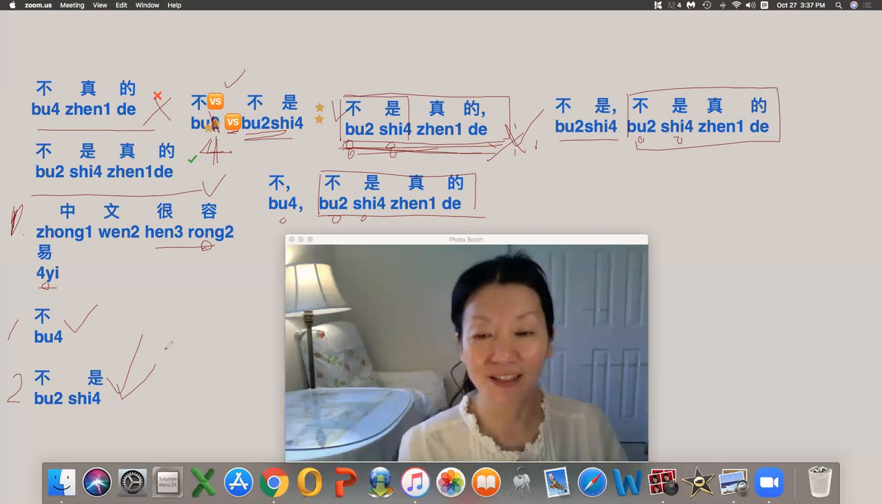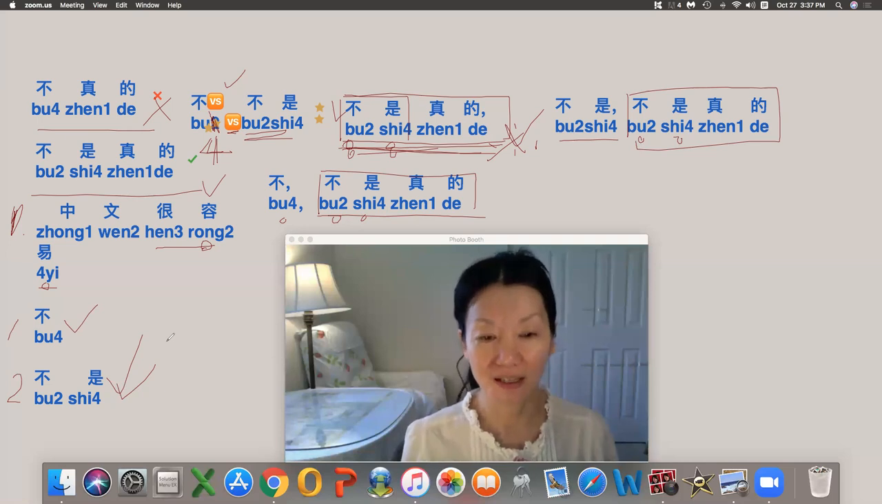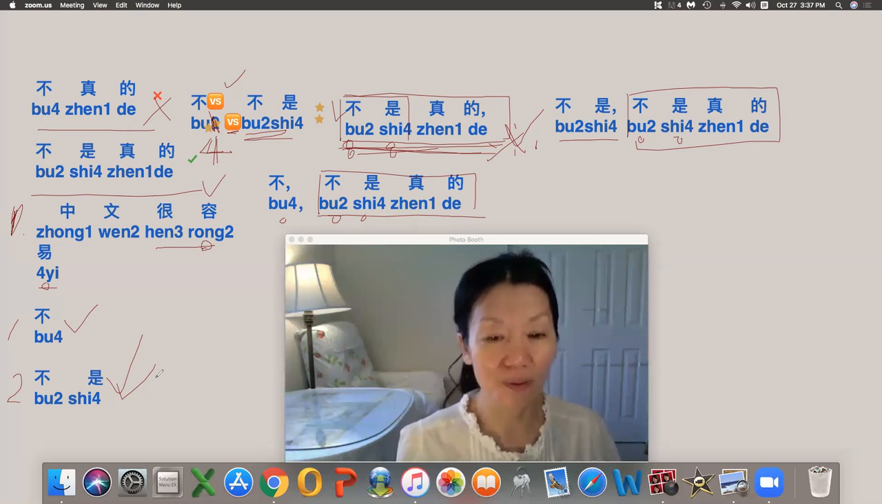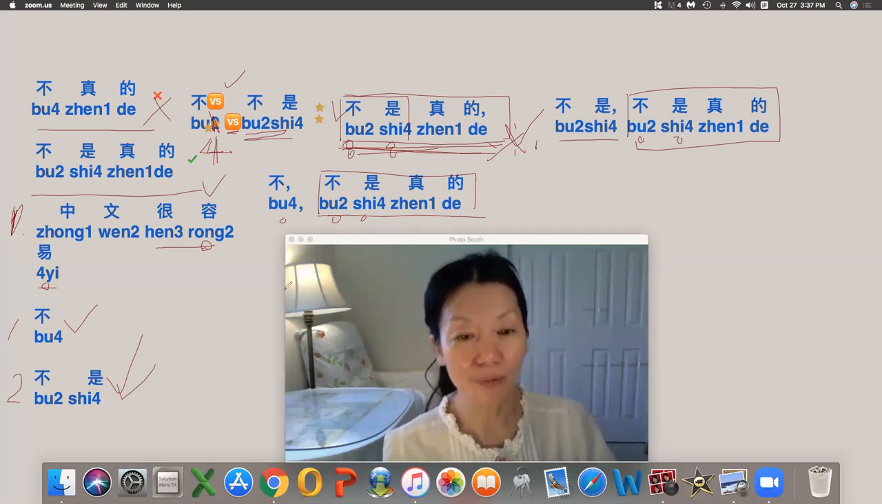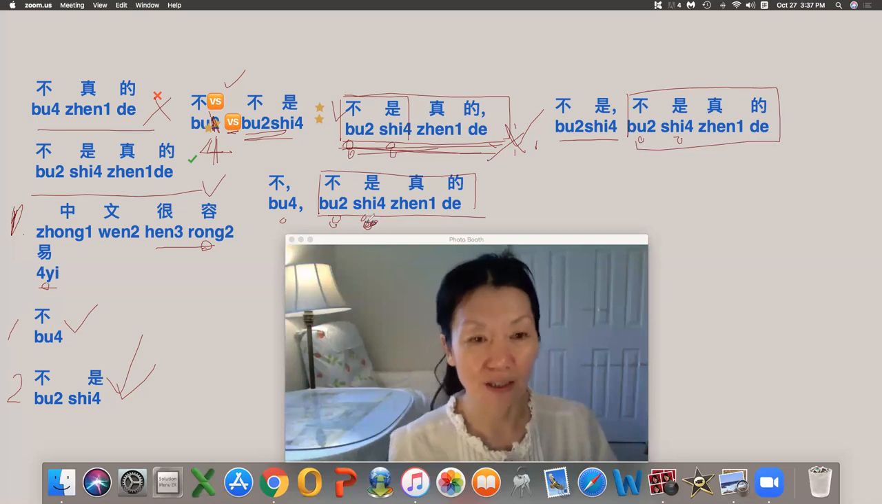Very common, 不, 不是. You don't want to continue or explain, you just say no, and that's it. English has this too, right? You say no. If you want to continue, you can say why. No, it's not really. You can say no and that's it, or no, it's not really. In Chinese, 不是真的, not really. In that case, you have to keep 是, and that's it.